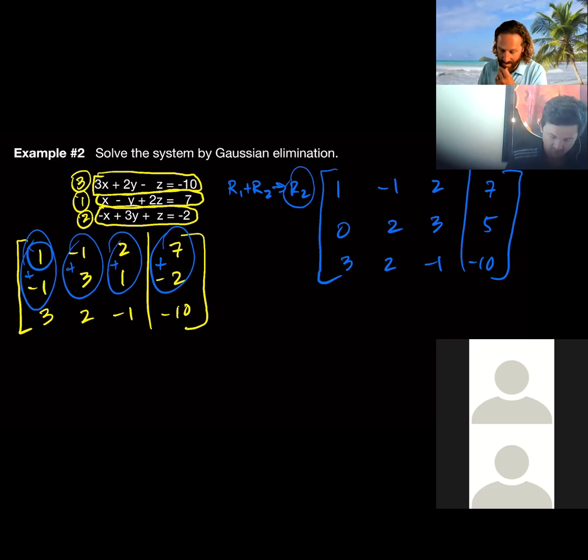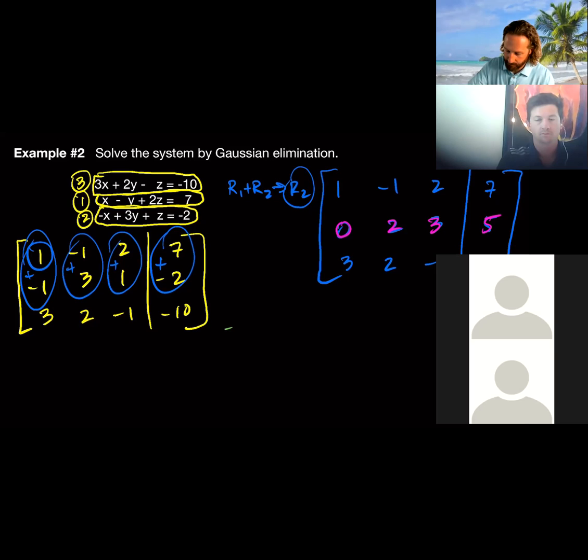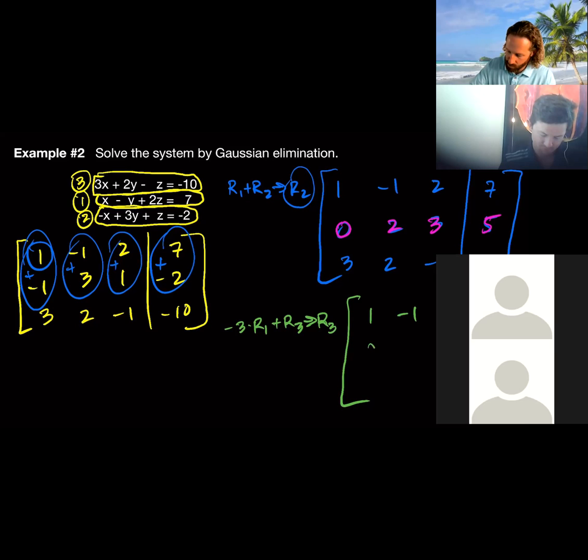Everybody good there? Only thing I changed was row 2. I'll highlight it there. Now I want to try to get row 3's first element to be a 0. How am I going to do that? Three times row 1 plus row 3? Very good, Barrett. That means I am not touching row 1 or row 2. I'm only going to change row 3.